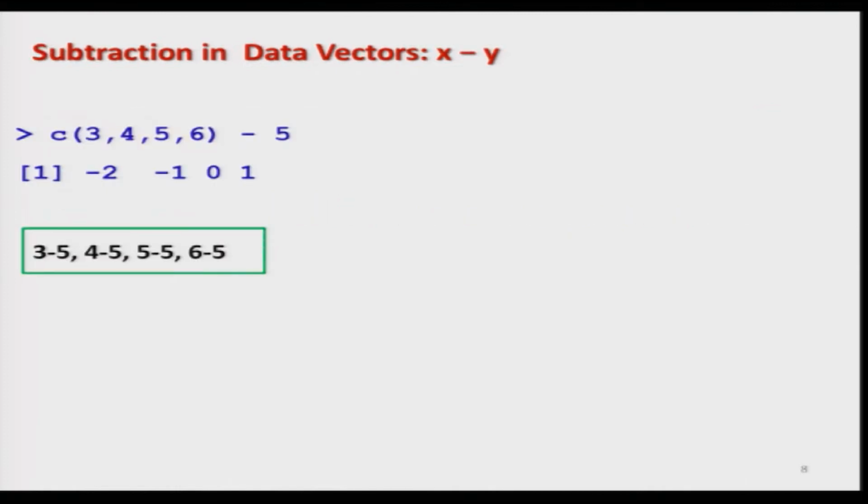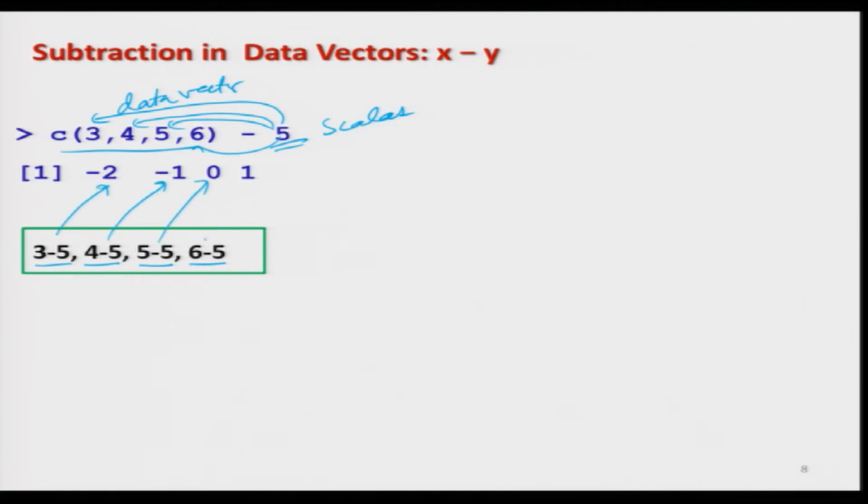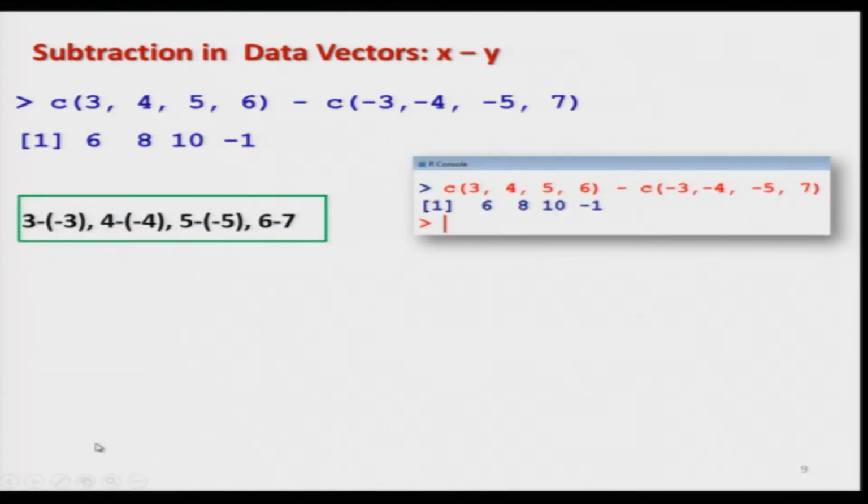Now let me take the example of subtraction, and you can see that I have taken a data vector like this, and here is a scalar. So now what's happening is that 5 is entering the data vector and it is operating the subtraction sign on each of the elements. So this becomes 3 minus 5, 4 minus 5, 5 minus 5, 6 minus 5, just like addition, and it gives you the answer: 3 minus 5 is minus 2, 4 minus 5 is minus 1, 5 minus 5 is 0 and 6 minus 5 is 1. Right. So this is how R is working, and I will also show you on the R console.